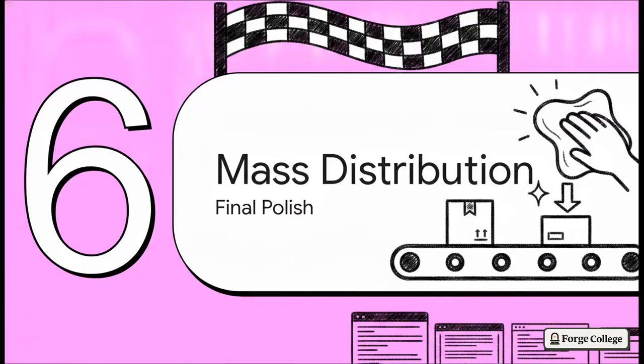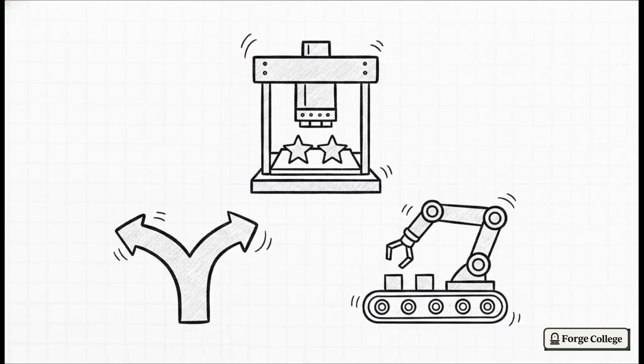Almost at the finish line. Section 6, preparing for mass distribution, the final polish. Before you go unleashing this beautifully engineered CLI to the rest of your team or out to the open source wild, you need to gut check against these 3 core architectural principles.